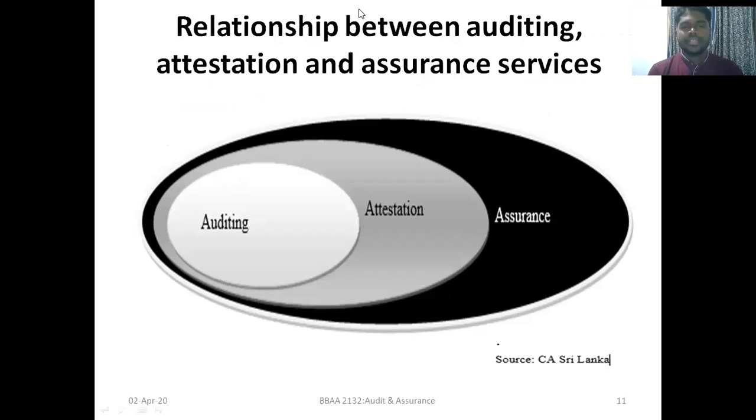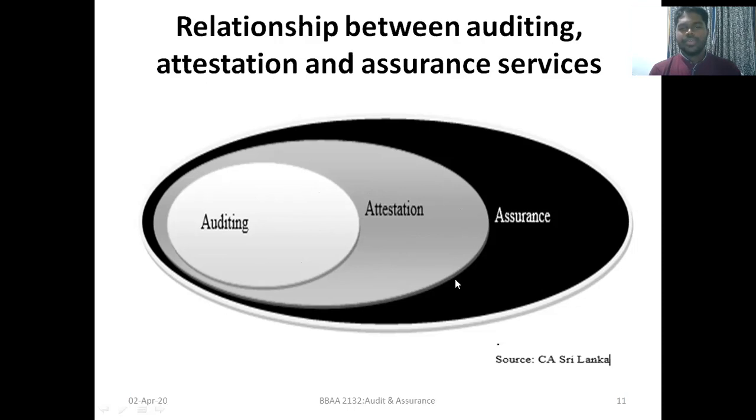So this is a picture. Till now we discussed the assurance service first, then we moved to the attestation service, and finally we spoke about the audit. This is the picture I got from the CS Sri Lanka study pack that clearly shows the relationship between these three types: assurance, attestation, auditing. The assurance, as I told you earlier, is a bigger one. Attestation is a part of the assurance, a sub-circle. Audit falls in the category of attestation. So this is the very smallest.